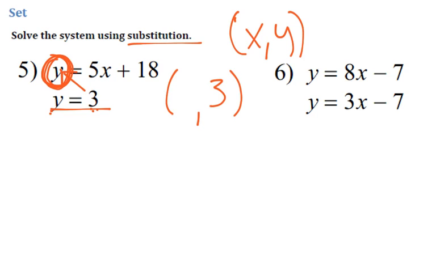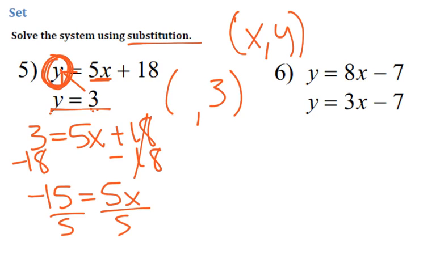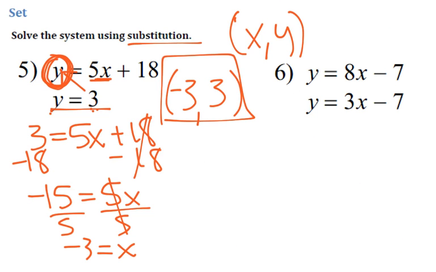Because doing that will allow me to solve for x. So I get 3 equals 5x plus 18. So I subtract 18 from both sides. 3 minus 18 is negative 15 equals 5x. Divide by 5, and we get negative 3 equals x. So my point that satisfies both of these, just like over here, only this time we're looking for it, is negative 3, 3.